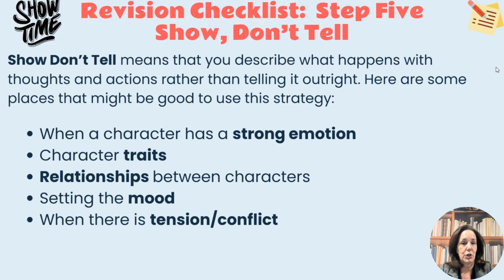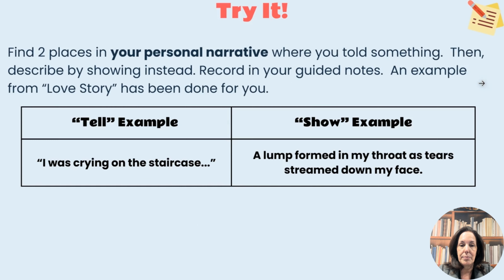Okay, step 5, show, don't tell. Show, don't tell means that you describe what happens with thoughts and actions rather than telling it outright. Here are some places that might be good to use this strategy: when a character has a strong emotion, to describe character traits, to describe relationships between characters, setting the mood, and when there is tension and conflict.